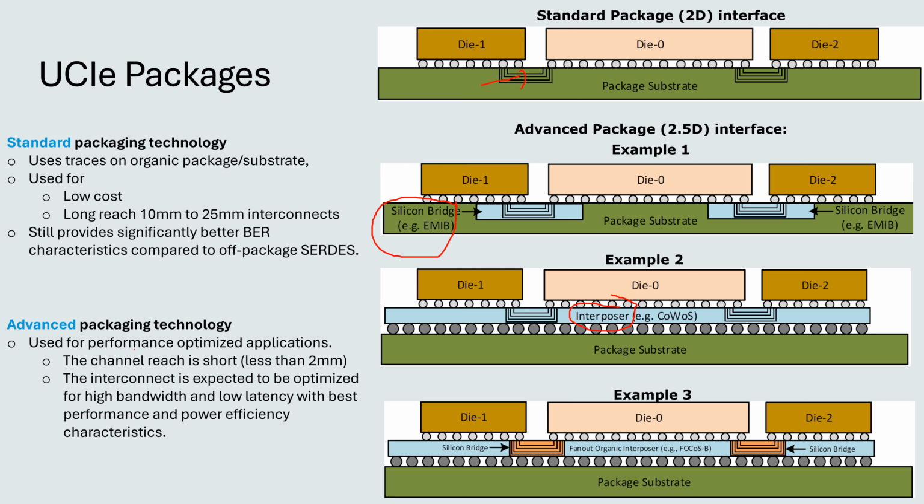Let's come to the advanced packaging technology. This interconnect is expected to be optimized for high bandwidth and low latency, with the best performance and power efficiency characteristics. Naturally, the bumps we are using are micro bumps with smaller bump size and bump pitch. At the same time, the channel reach is much smaller, lesser than 2 mm. That is the reason we are able to achieve higher density and a big number of lanes, at the same time high speed and high bandwidth.